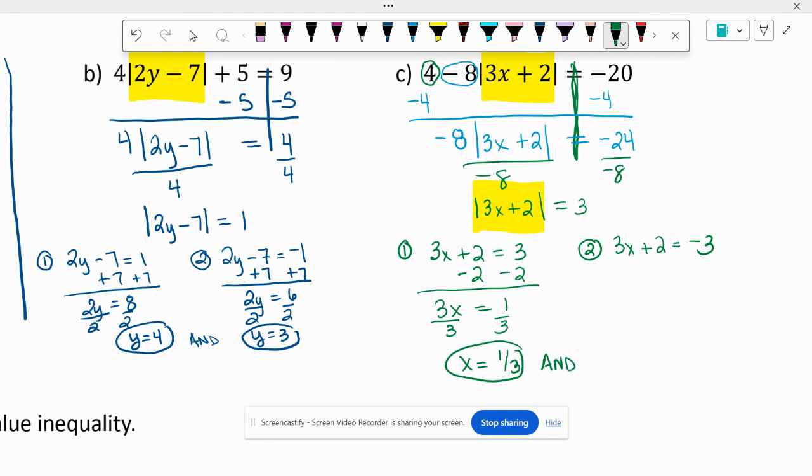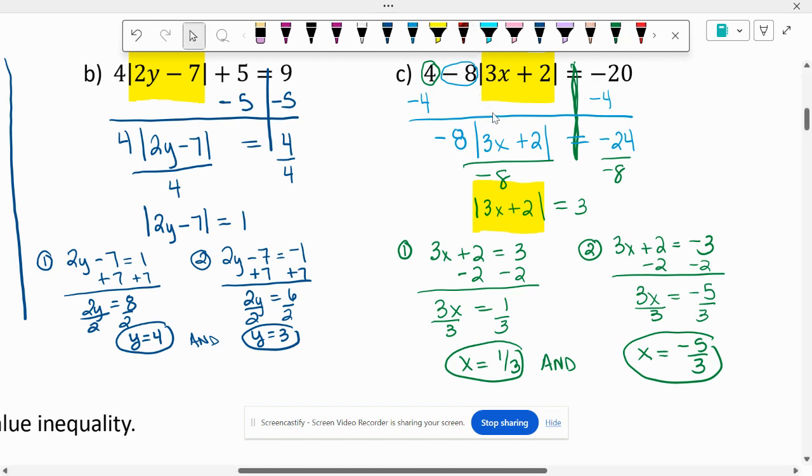My second solution, let's see, when I subtract 2 from both sides, I get 3x equals a negative 5. Divide both sides by 3. X equals a negative 5/3. That's the second time we've had an answer of negative 5/3, I think.